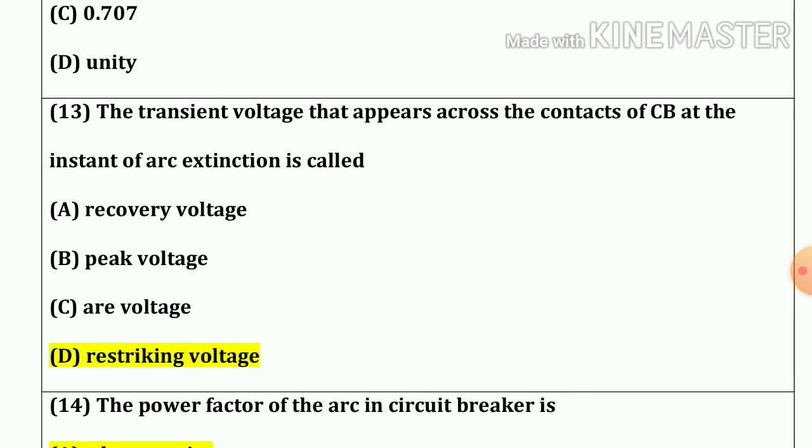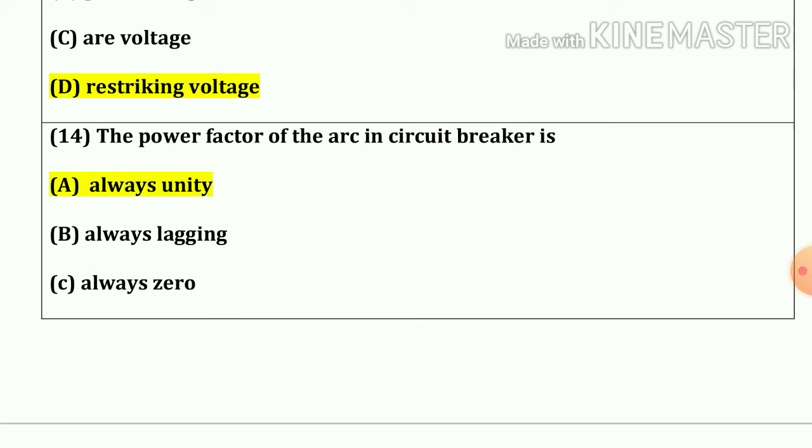Now question number 13. The transient voltage. Transient voltage means that voltage which exists for a very short period of time. So the transient voltage that appears across the contacts of a circuit breaker at the instant of arc extinction is known as restriking voltage.